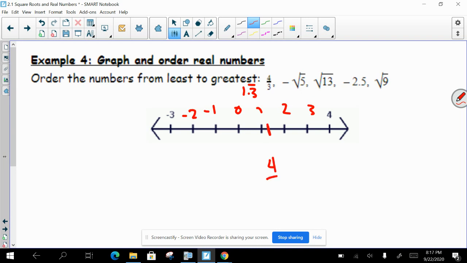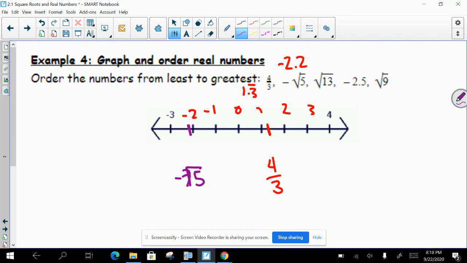So 4/3. How about negative square root of 5? Well, what's the square root of 5 close to? The square root of 4, which is 2. So this is like negative 2 point something, I don't know. We are just guessing, so say negative 2.2. I don't know if that's exactly it. I'm just guessing. So that's going to go about here on the number line. Negative square root of 5.